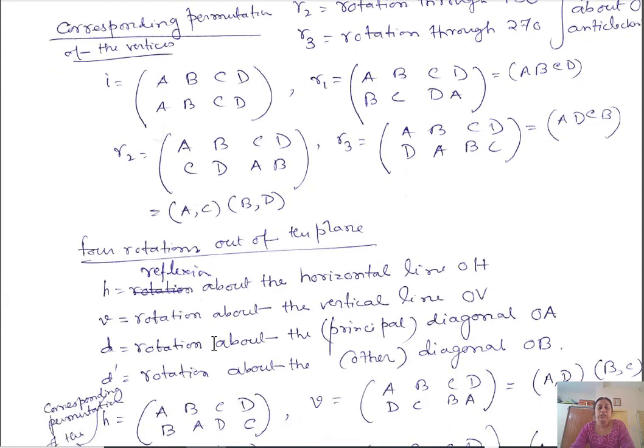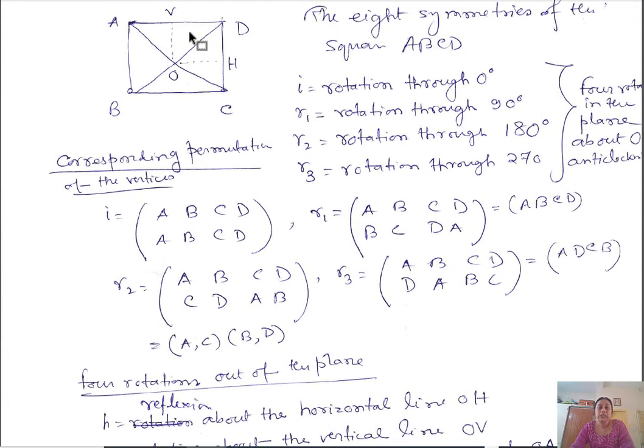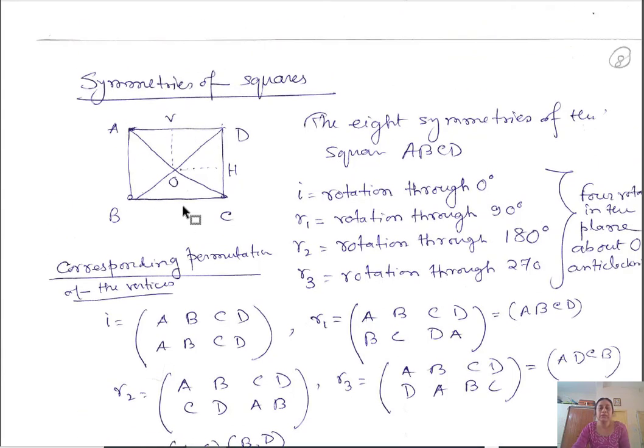So these are 4 rotations, and another 4 reflections. The rotations in this plane are 0 degree rotation about this point O, 90 degree, 180 degree, 270 degree. So you get 8 symmetries. These 8 symmetries correspond to 8 permutations of the set 1, 2, 3, 4 or ABCD. Here I have named them ABCD.